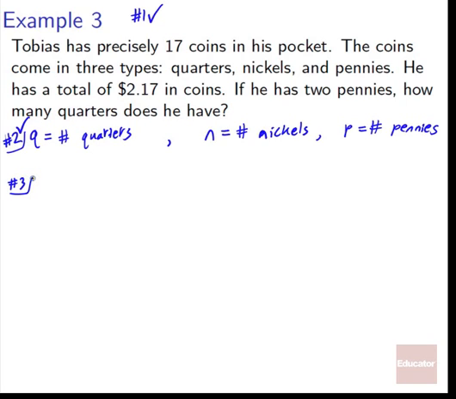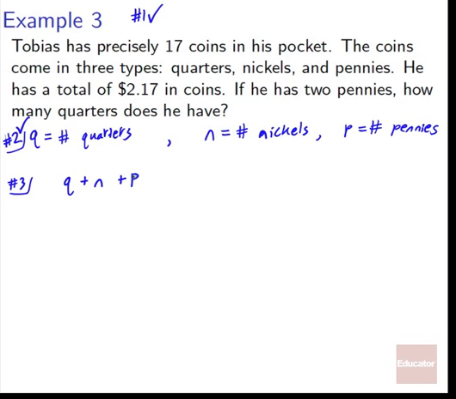So now we notice, well, how can I talk about the number of coins in his pocket? Well, I know what the number of quarters is, and I know what the number of nickels is, I know what the number of pennies is. Do I literally know what they are? No, but I have names for them. So how can we say how many coins he has in terms of these variables? Well, his number of quarters plus his number of nickels plus his number of pennies should describe the number of coins in his pocket.